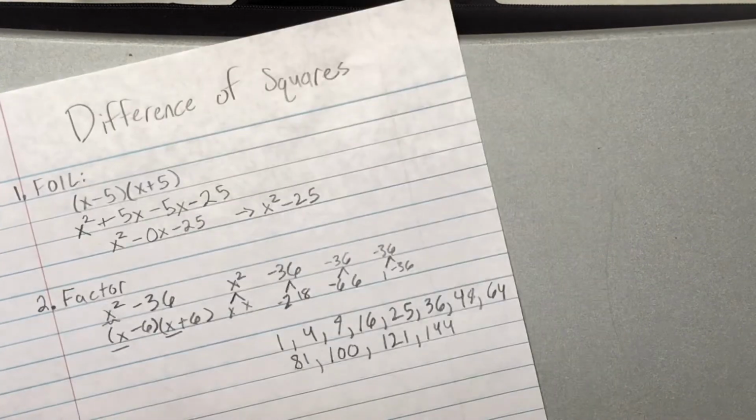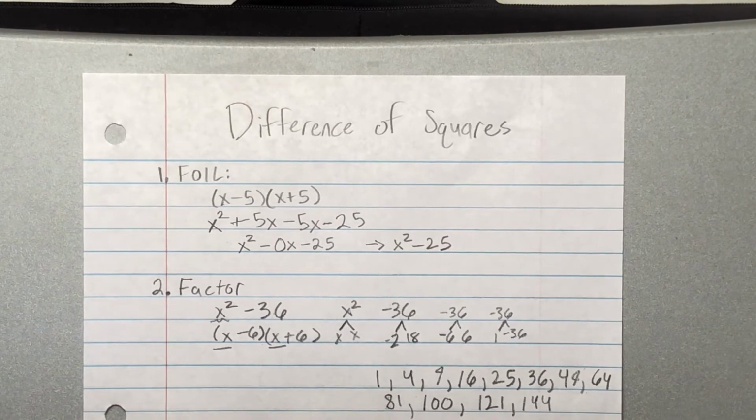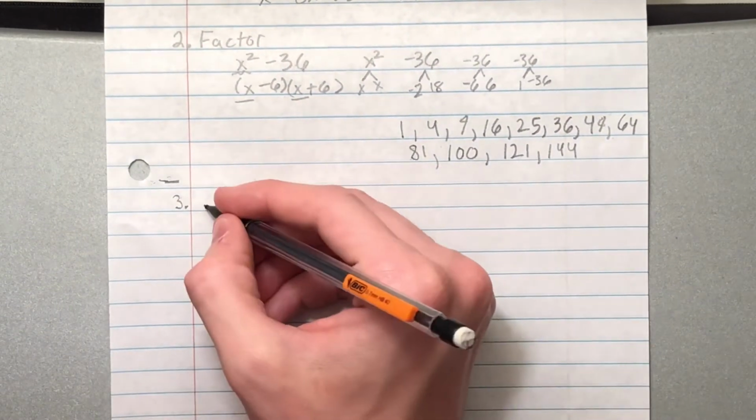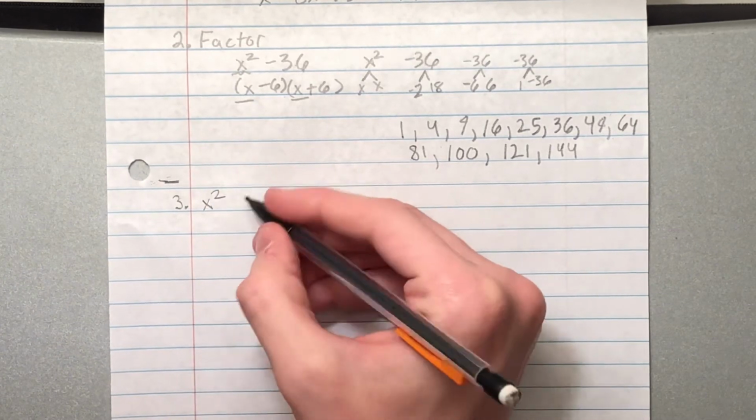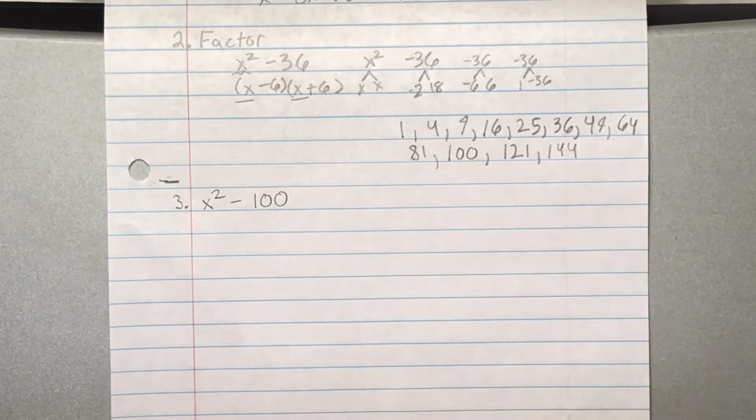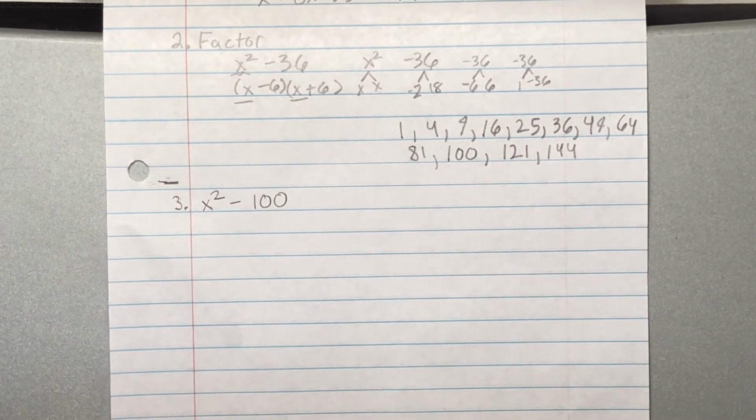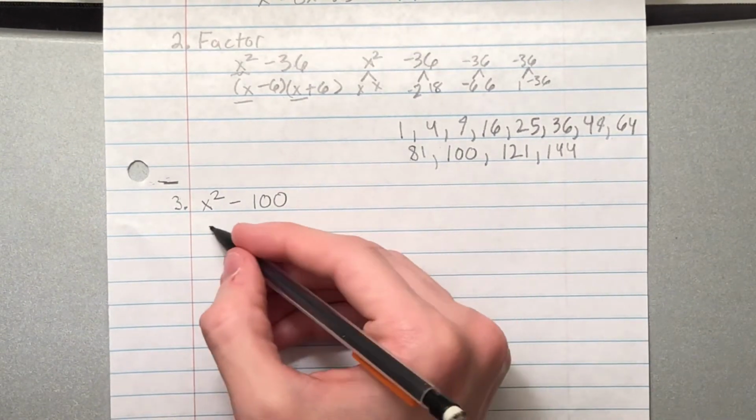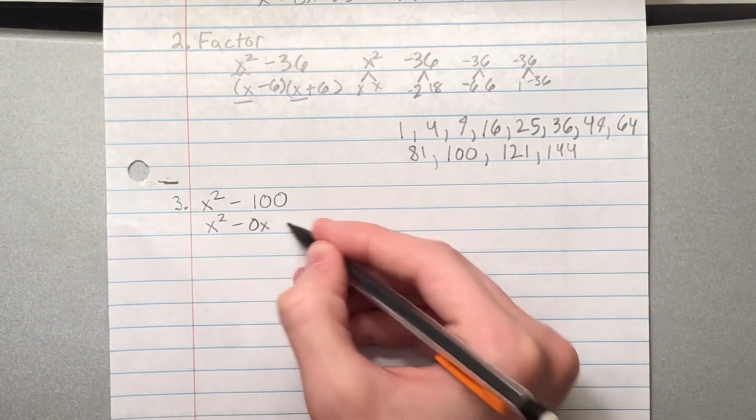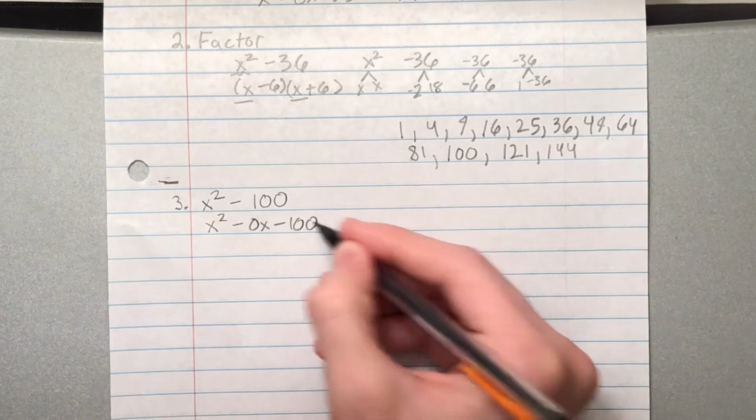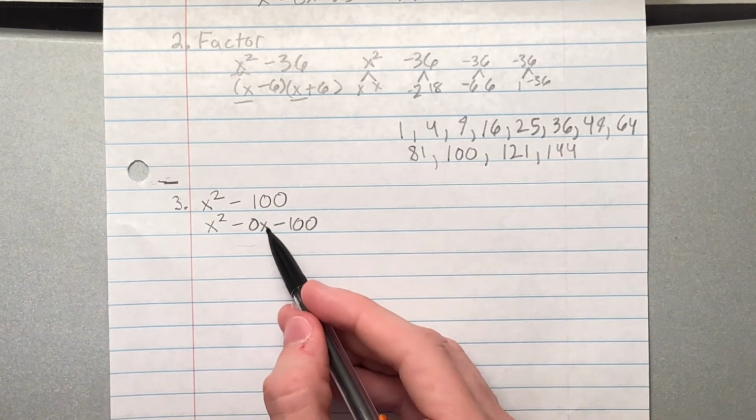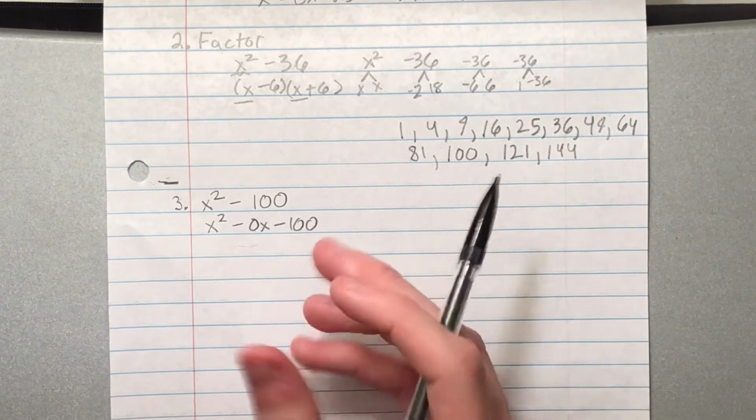And I'll show you if I were to put 0 as the middle term. So let's go with x squared minus 100. Now let's say we didn't know about the difference of squares pattern. I could still write x squared minus 0x minus 100. Because this 0x doesn't really change the problem, because any number I put in there will be multiplied by 0 and essentially go away.